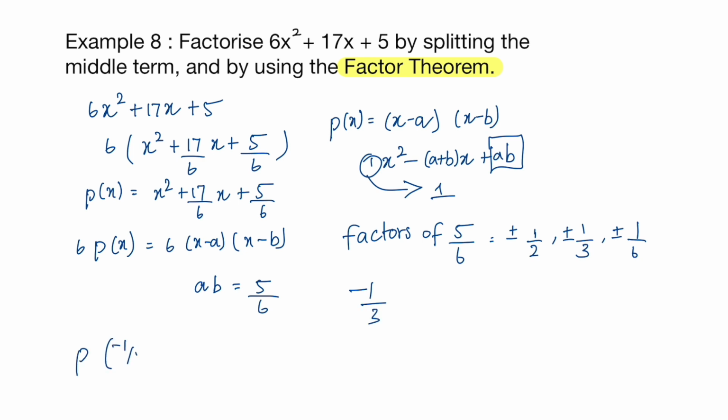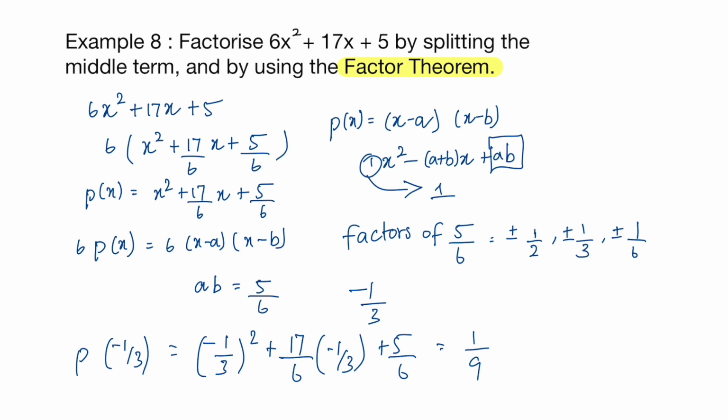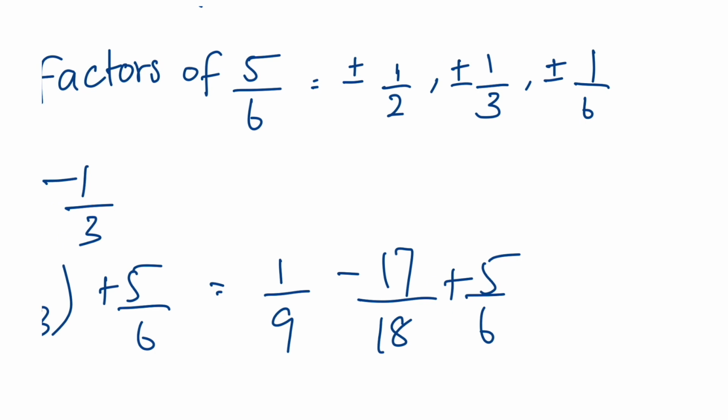So p of minus 1 by 3 is equal to minus 1 by 3 squared plus 17 by 6 into minus 1 by 3 plus 5 by 6. So that is 1 by 9 minus 17 by 18 plus 5 by 6. Finding the LCM of these numbers, the LCM is 18. 9 times 2 is 18 and 17 remains there, and 6 times 3 is 18, right? So 5 times 3 gives you 15. 2 minus 17 plus 15, that is 0. So this is 0 by 18 and hence it is 0.